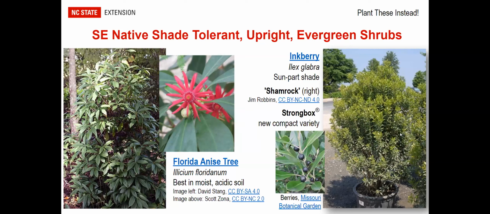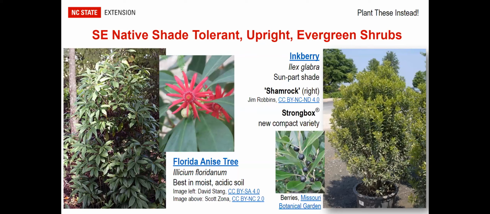And then something a little more sun tolerant would be inkberry, the Ilex glabra, which is a type of holly. This one in the picture is Shamrock, and it looks a little bit like a holly, which is in that family, but also like boxwood. And it's being promoted as an alternative for boxwood due to some of the disease issues boxwood is having. A new one that's been introduced is named Strong Box. I actually saw it at one of the big box stores this past weekend, and it's a compact one, so you might see that one at some of the nurseries and garden centers.